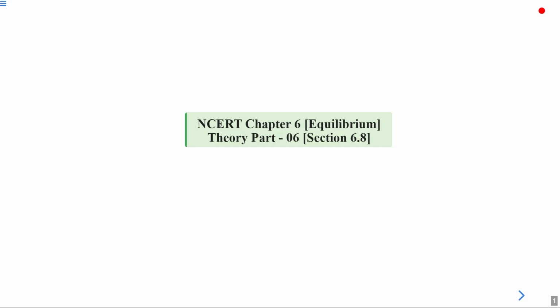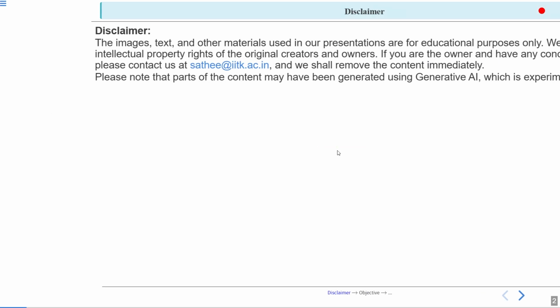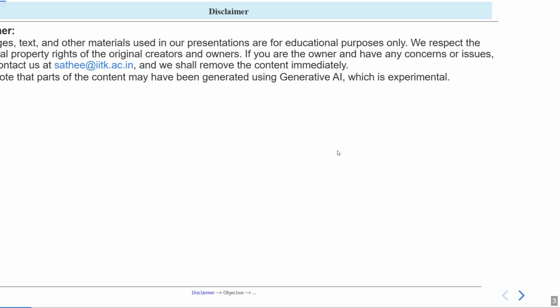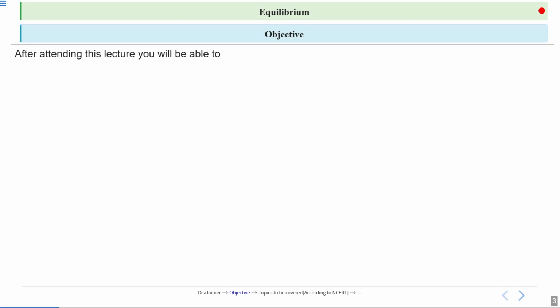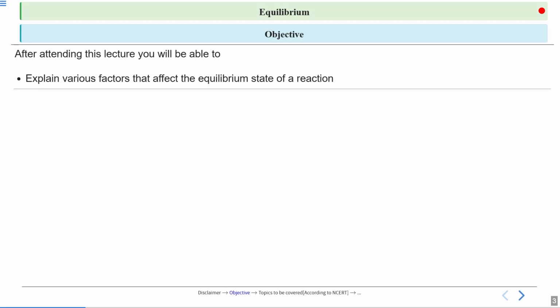So today we'll see the theory part 6 of the chapter equilibrium, in which we will be covering the section 6.8. This is the disclaimer. Now in this class our objective would be to explain various factors that affect the equilibrium state of a reaction. So we have various factors like concentration and pressure. We'll see each of them one by one, and how they affect the equilibrium.